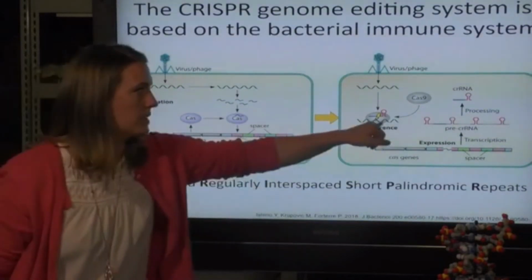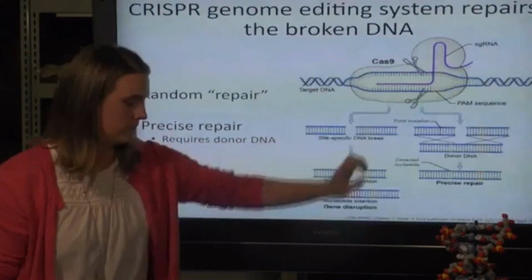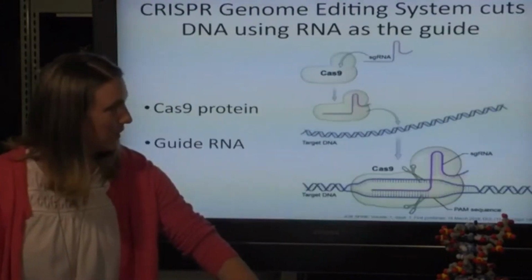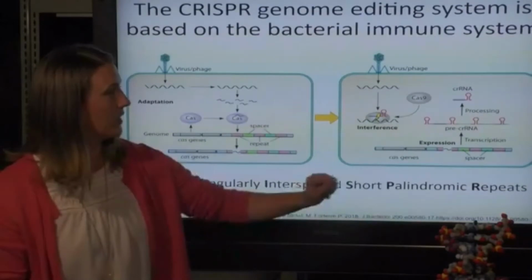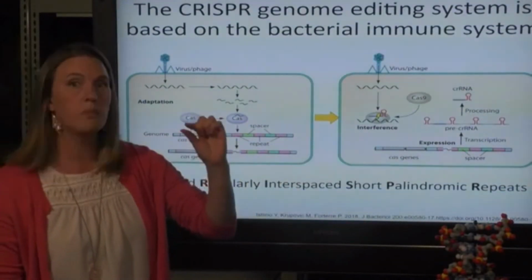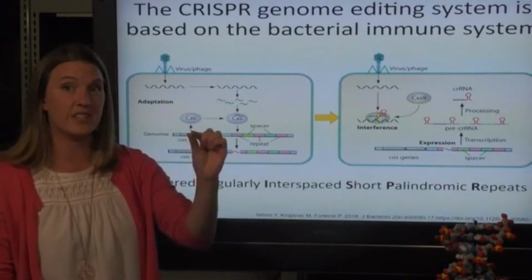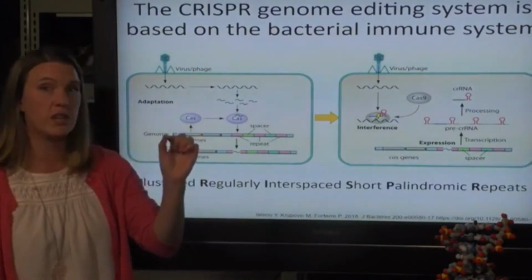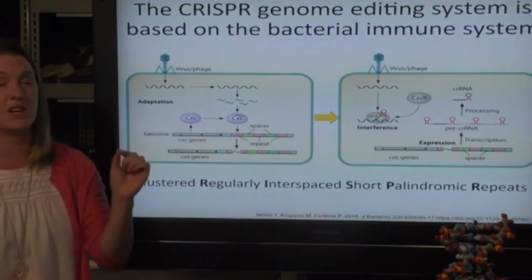And then when it makes a complex, when it makes that complex between the crRNA and the viral genome, that Cas protein will cut it. So it's like molecular scissors. And pretty much that blocks the infection of that virus.